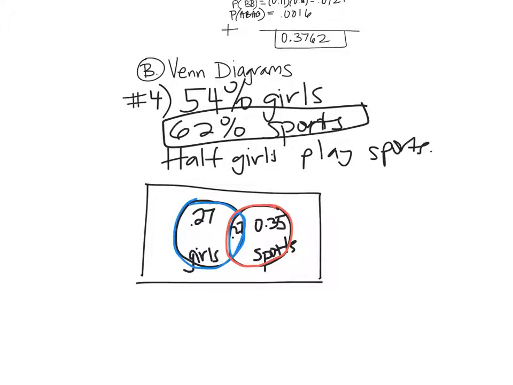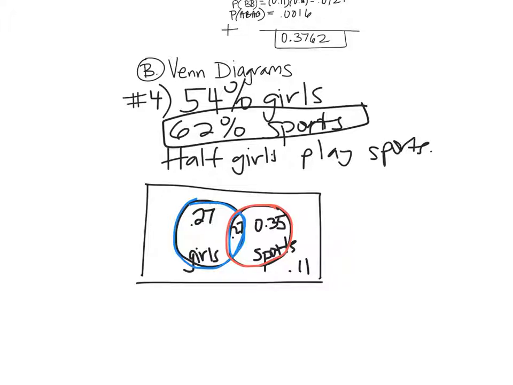Okay, and then how much total is all of that? 0.27, 0.27, 0.35. How much is all that? 89? Does it end with a 9? Let's check. 0.27 plus 0.27, 89. Okay. So 89 is inside those circles. So on the outside of the circles will be 0.11, because the whole thing has to be 100% of the population of the school.